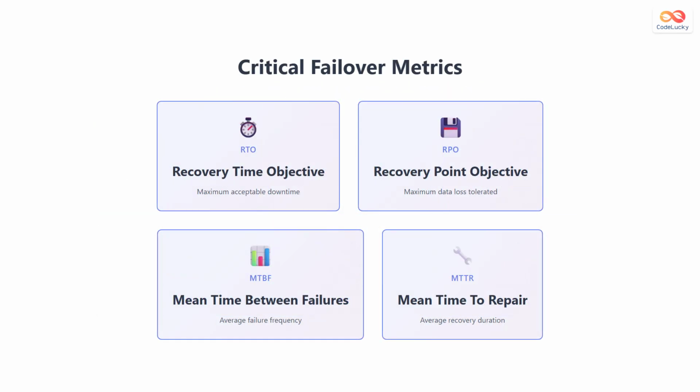Four critical metrics define failover system performance. Recovery Time Objective, or RTO, specifies the maximum acceptable downtime your system can tolerate. Recovery Point Objective, or RPO, defines the maximum amount of data loss that is acceptable. Mean time between failures, or MTBF, measures the average frequency at which failures occur in your system. Mean time to repair, or MTTR, indicates the average duration it takes to recover from a failure. Understanding and optimizing these metrics is crucial for maintaining system reliability and meeting business requirements.